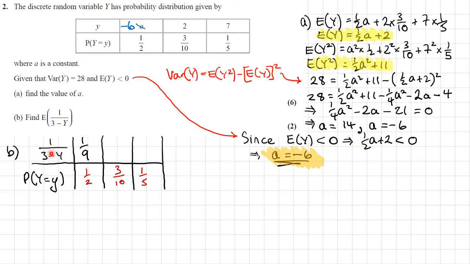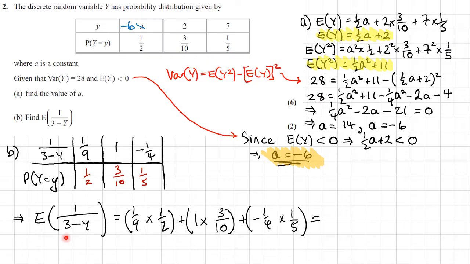Then the next one, it will be 1 over 3 minus 2. 3 minus 2 is 1, so 1 over 1, that's just 1. And then the last one, 1 over 3 minus 7, so that's -4. 1 over -4, so that's -1/4. So then that mean is going to be 1/9 times a half, plus 1 times 3 over 10, plus -1/4 times a fifth, and that gives me exactly 11 over 36 for the mean of 1 over 3 minus y.